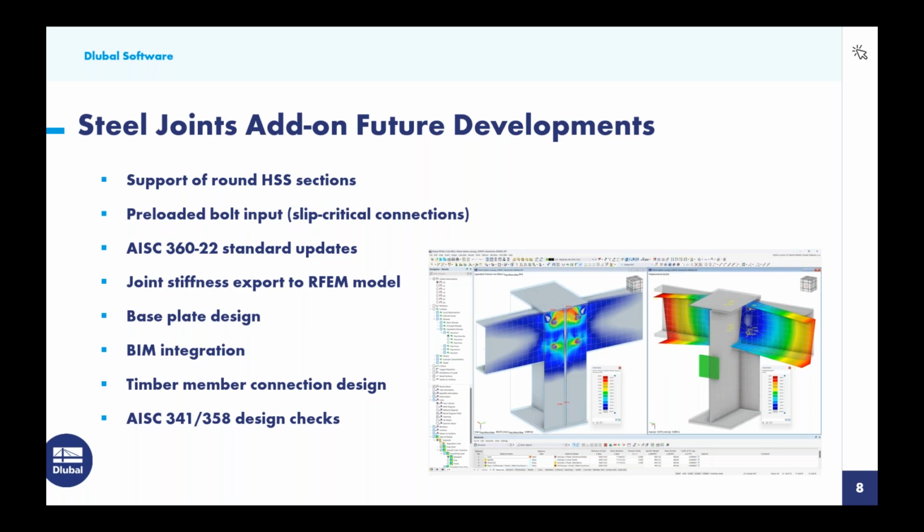But the only exception to this is round HSS. So currently we support square and rectangular HSS. Round HSS is currently in development, should be released very soon. A preloaded bolt input that is also not quite ready, but is currently in development for topics like slip critical connections. So that should be available very soon.